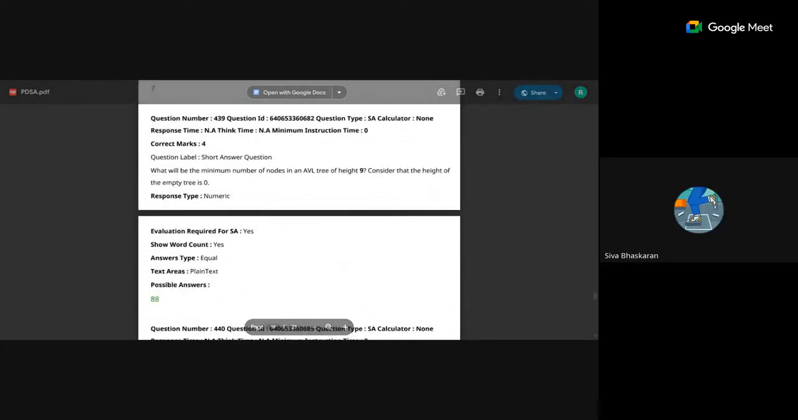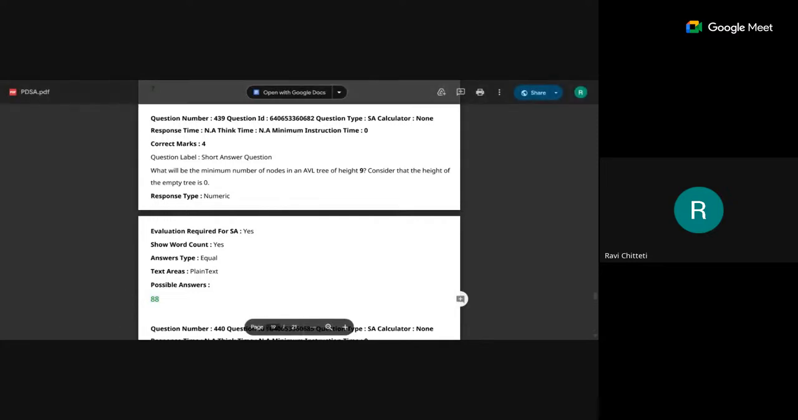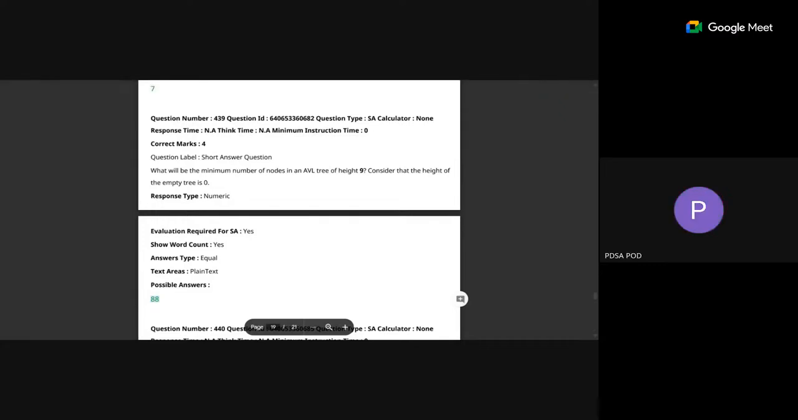It's okay. This problem, will you be able to help me? This one is actually 2 power h minus 1. Is that the way we have to go? Because otherwise I would not end up with 88. Wait. So what will be the minimum number of nodes of this tree with height 9? They consider the height of the empty tree as 0. Whenever at least one node is there, the height is 1. So the minimum number of nodes, at least, what is that?